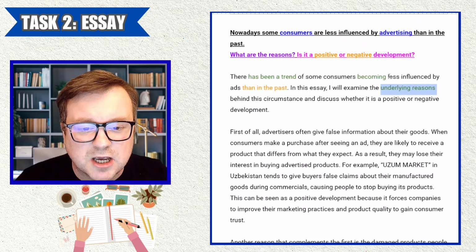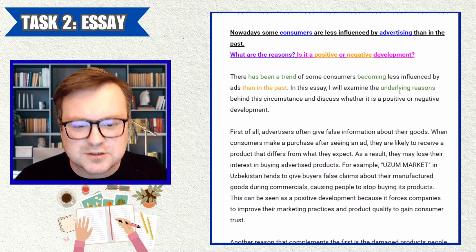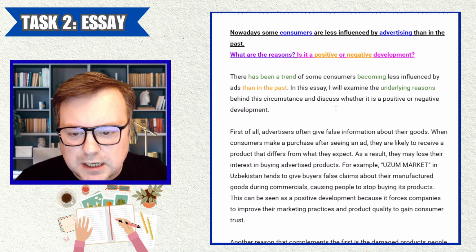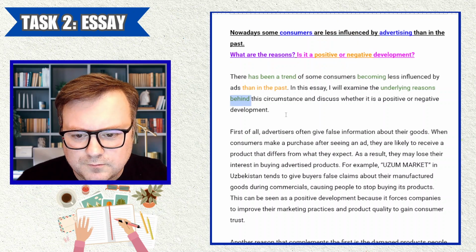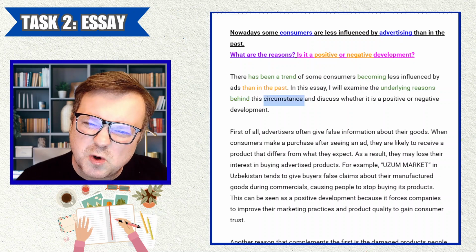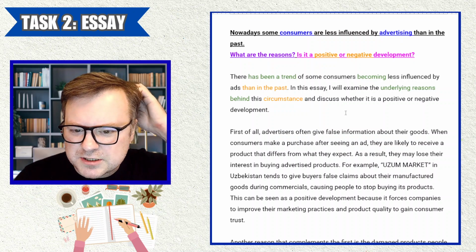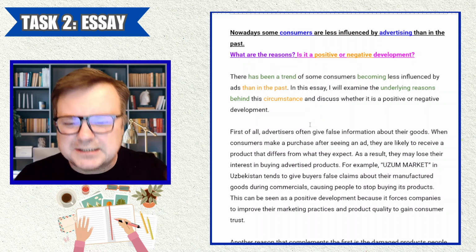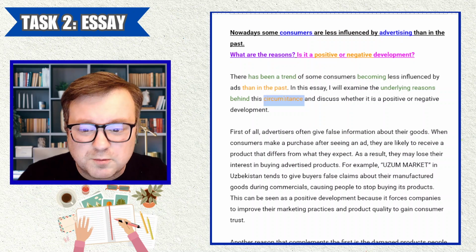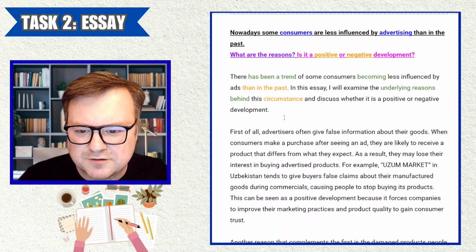And again, you might say, oh, but "reasons" is in the question. Doesn't matter, "reasons," absolutely fine. And I love this, "underlying reasons," shows good collocation. "Behind," good, get this "behind" too. "Behind this circumstance." I'm not quite sure about "circumstance," maybe "situation" or "this development" or "this pattern," perhaps. "Circumstance," again, just slightly strange. Not a problem, just ever so slightly strange. "And discuss whether it is a positive or negative development."